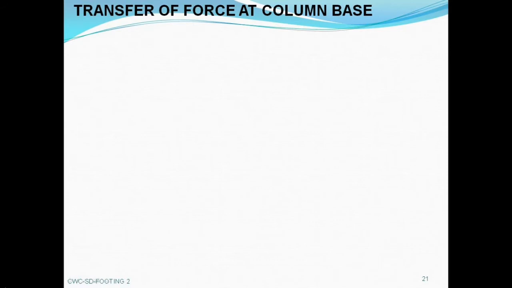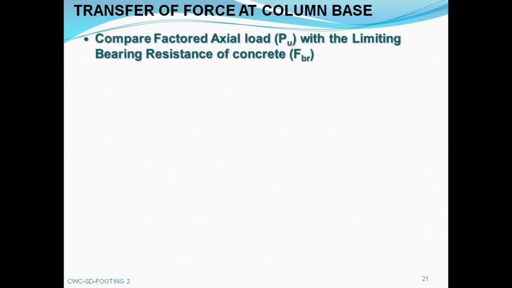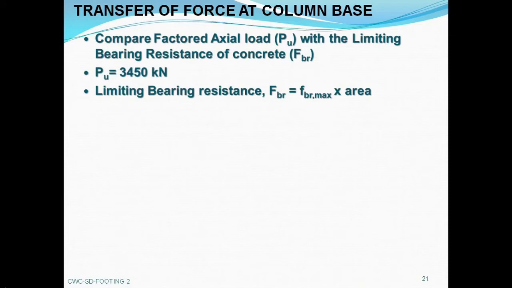Next is the transfer of force at column base. Here, we have to compare the factored axial load Pu with the limiting bearing resistance FBR of concrete to check whether the full force transfer can happen without the need of any reinforcement at the interface. Pu is equal to 3450 kN. Limiting bearing resistance can be calculated by multiplying the limiting bearing stress with the area. We have a formula to calculate FBR max.